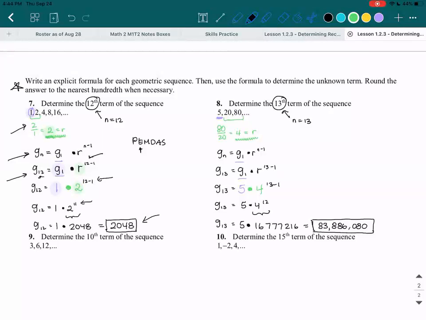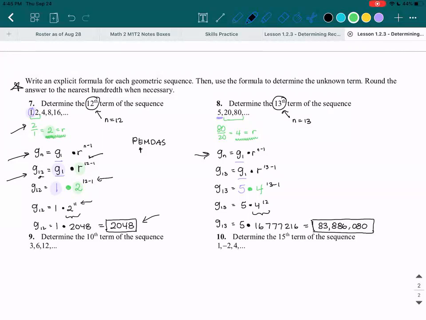So for number 8, we are determining the 13th term of the sequence. So n is equal to 13. Let's find our common ratio by picking any two consecutive terms. I picked the second and the third, and dividing, the second number divided by the first number, so 80 divided by 20, and you get 4 as the common ratio.